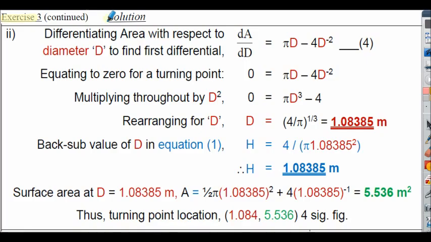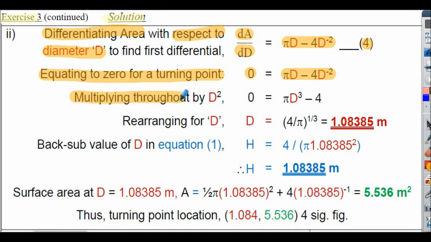Exercise 3, solution continued. Now differentiating the area equation with respect to diameter d. Let's find the first differential, dA by dd, shown here using standard forms, referred to as equation 4 for reference. Next we equate the equation to 0 to find the turning point, so 0 on the left hand side, dA by dd, equals to the right hand side. To solve this equation for d, we're going to multiply throughout by d squared. So multiplying both left and right hand sides by d squared, we have 0 is equal to pi d cubed minus 4.